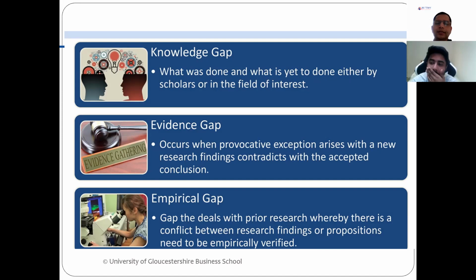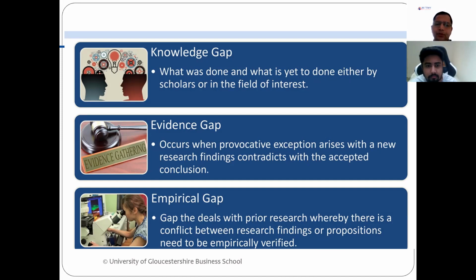Next, you have the research evidence gap. This occurs when a new research finding contradicts the accepted conclusion. Evidence gap is a good example. You see, sometimes they say the COVID vaccination from Pfizer has a more effective rate, or some say AstraZeneca. Each of them, when they claim, produces statistics. That is the evidence, the evidence gap.